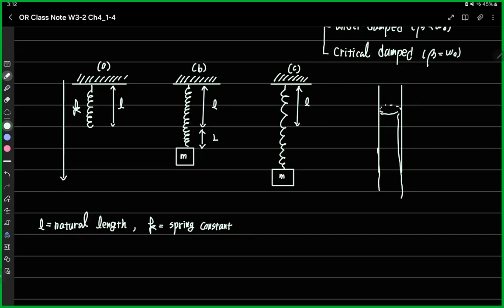And then when we attach the mass, the object, the spring will definitely be elongated. So L is the change in length. Sometimes we can denote it as delta y, where y is the displacement of the spring from the natural length. Delta y is the change in length. So I just mentioned k and L, kL here, and minus L here.